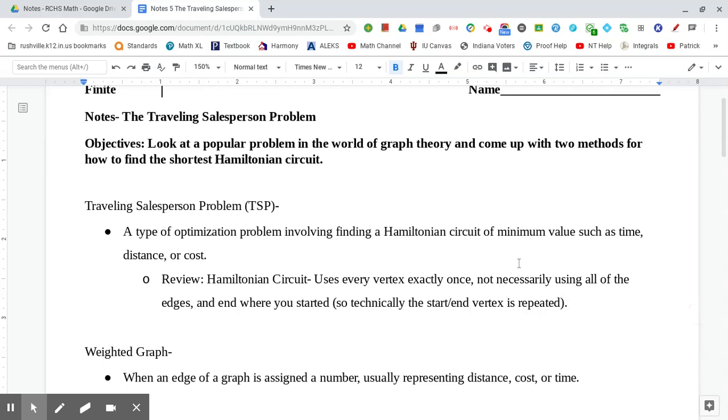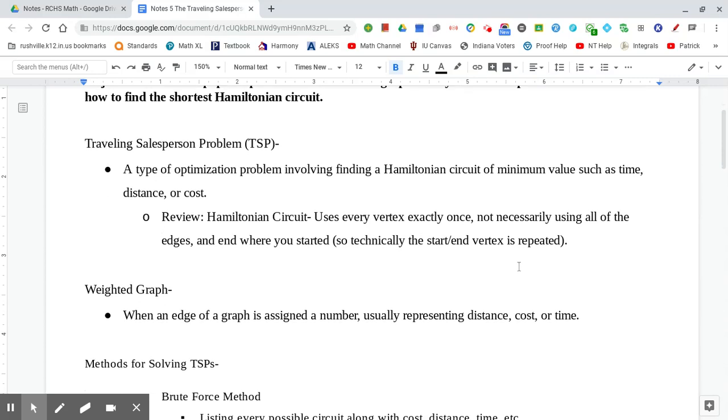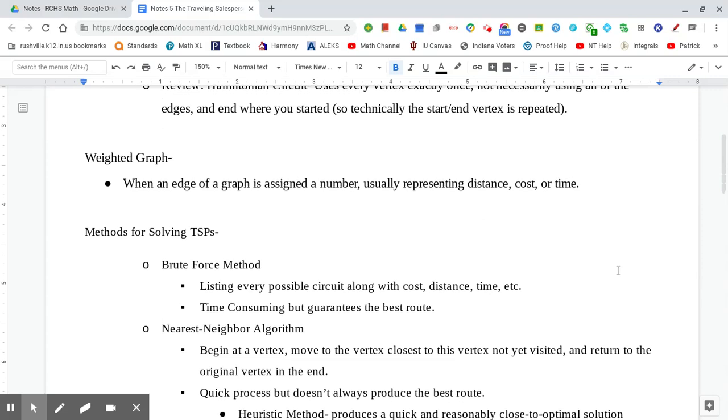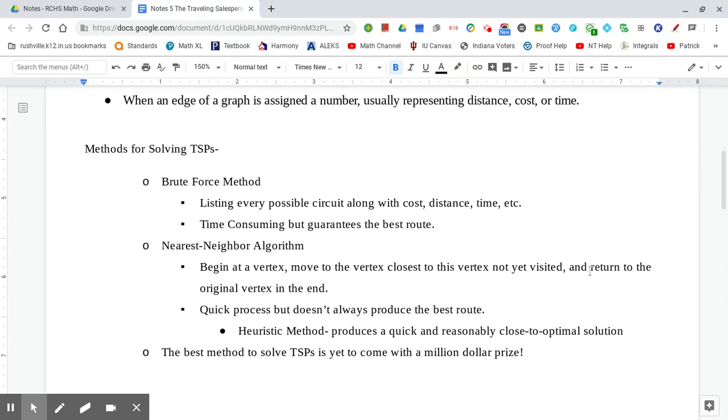Now, these graphs are going to be weighted graphs. Why are they weighted graphs? Well, because there are going to be numbers next to each edge. These numbers are usually going to represent distance, cost, or time. And so with the TSP problem, you're trying to figure out what is going to be the shortest Hamiltonian circuit, right? What is that minimal Hamiltonian circuit? The two methods that we're going to study to solve these are called the brute force method and the nearest neighbor algorithm.